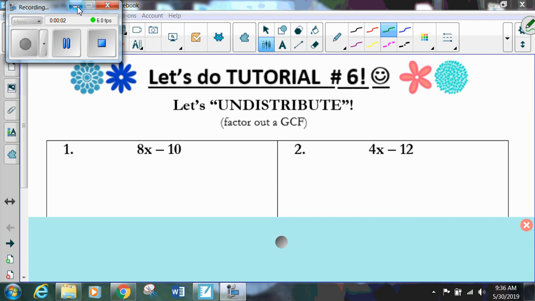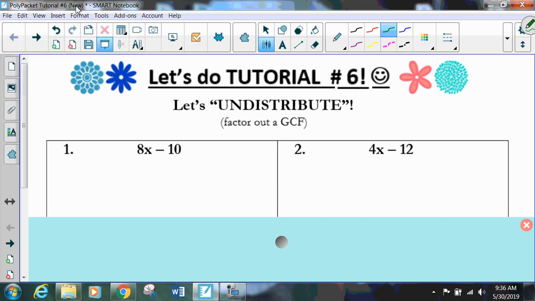Okay, let's do tutorial number 6. Let's undistribute. All right, so undistribute, what does that mean? Well, we've been spending the last week or so distributing. In fact, we've been distributing since middle school, right? And so what we're going to be doing today is undistributing. Another way to say that, which most people do, is we're going to be working on factoring out a GCF.